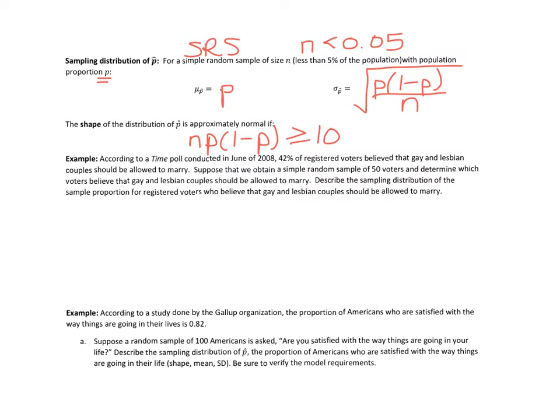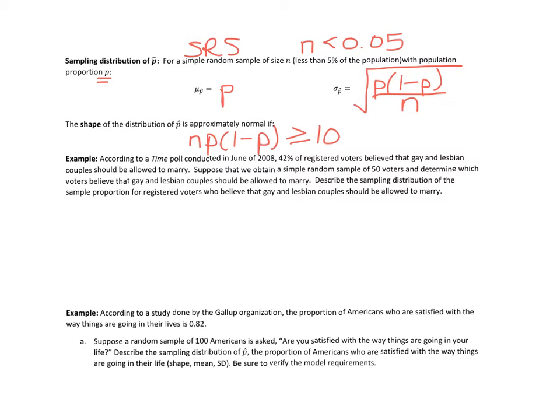All right, so let's try this out really quick. According to a Time poll conducted in June 2008, 42% of registered voters believe that gay and lesbian couples should be allowed to marry. That was back in 2008. I'd be curious to see what that percentage is 10 years later. That would be something that we would do in Chapter 10, hypothesis testing. But coming back to Chapter 8, suppose that we obtain a simple random sample of 50 voters to determine which voters believe that gay and lesbian couples should be allowed to marry.